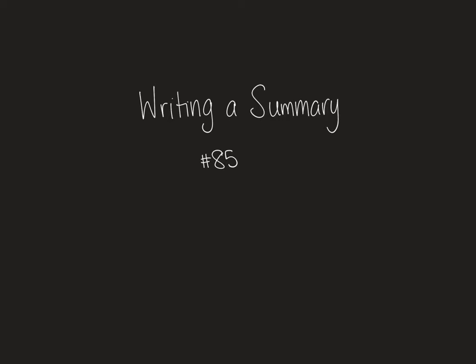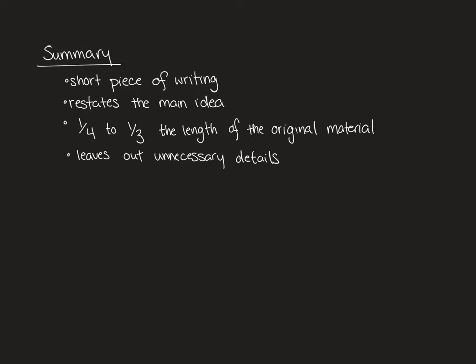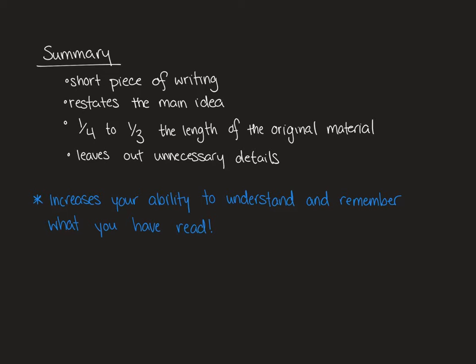Today's lesson is on writing a summary, and it is exercise number 85 in your CS book. A summary is a short piece of writing. It restates the main idea of whatever it is that you're summarizing. It's usually about a quarter to 1/3 of the length of the original material, and it leaves out all of the unnecessary detail. The reason we do a summary is because it can help increase your ability to understand and remember what you have read.